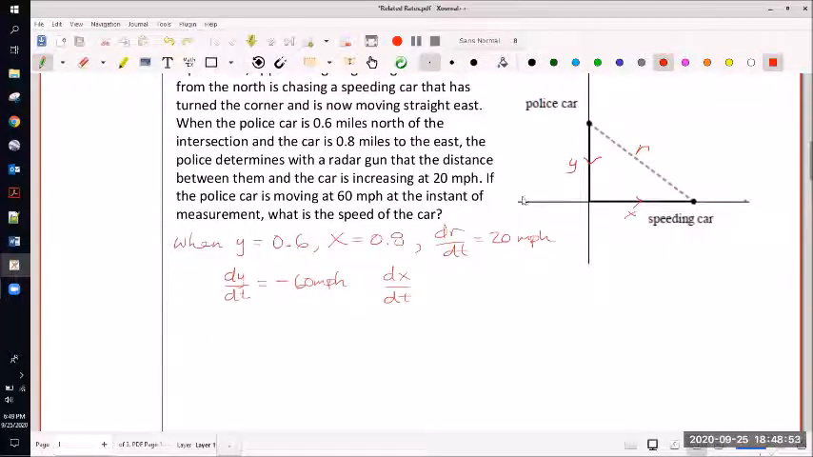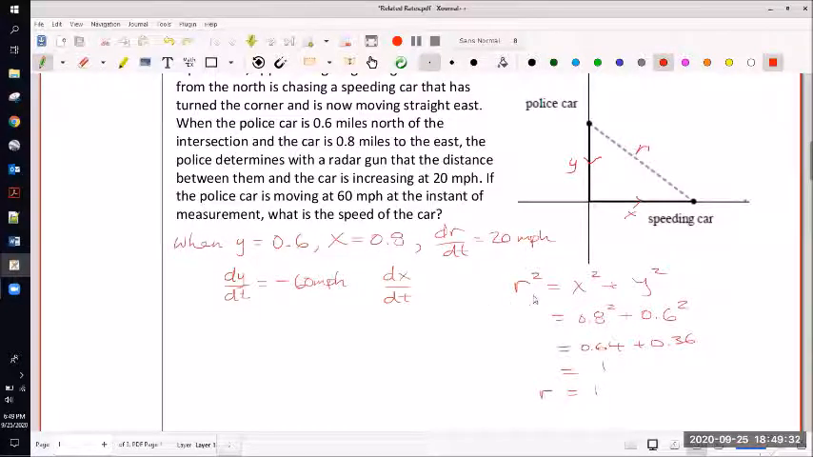Okay, so there's one more piece of information that we'll need here. When y is equal to 0.6 and x is equal to 0.8, we can calculate what the r is using the Pythagorean theorem. So we'll have r squared equals x squared plus y squared. And so we'll go ahead and substitute in these values. We have 0.8 squared plus 0.6 squared, which is 0.64 plus 0.36, which is equal to 1. So r is equal to 1 when y is 0.6 and x is 0.8.